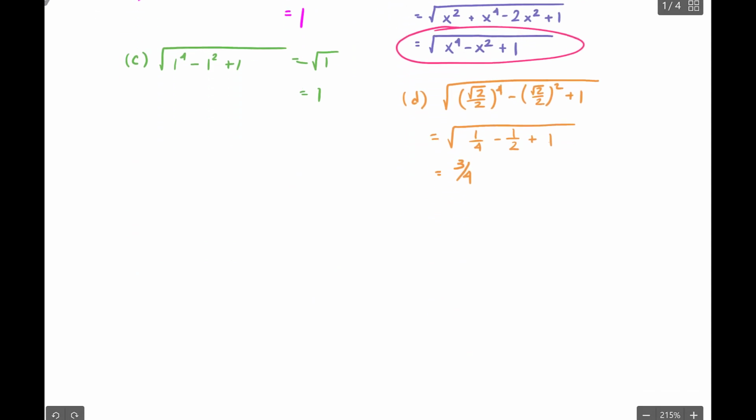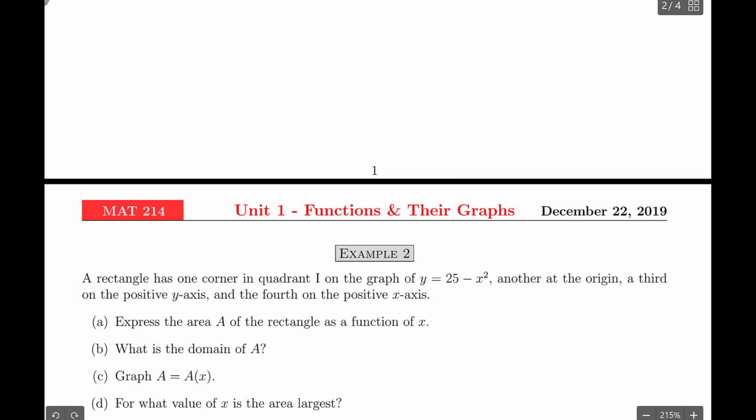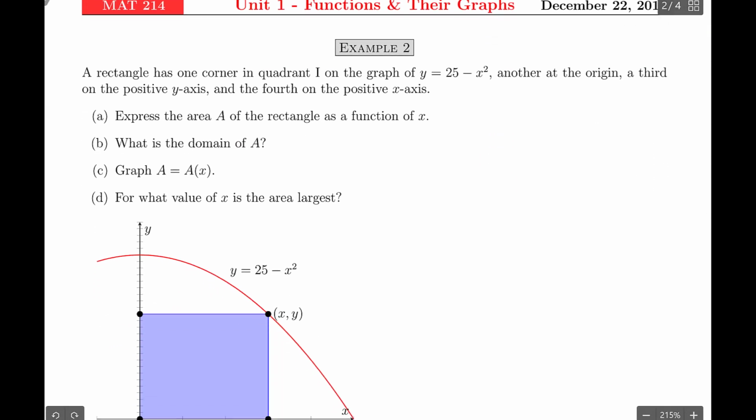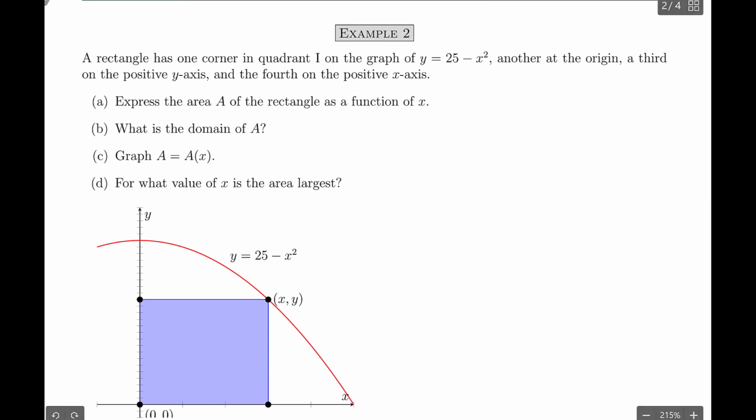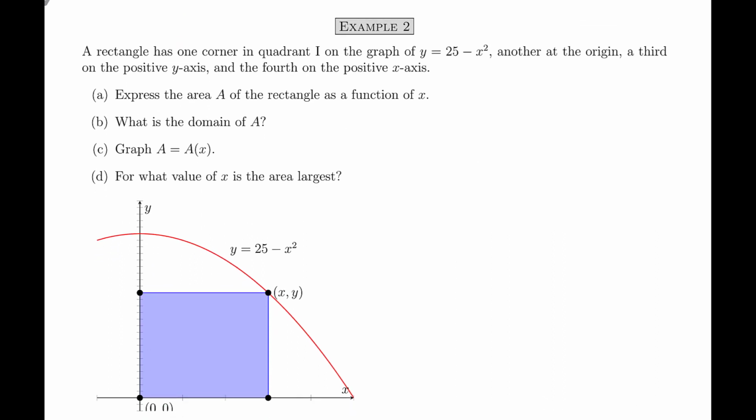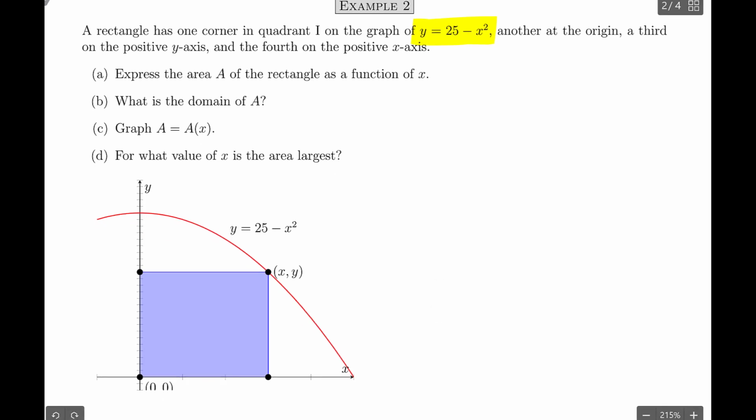When we scroll on down here, we get another example, example 2. We're given this unusual configuration where we want to consider an equation, y equals 25 minus x squared. We've drawn this rectangle inside of that where one of the corners is at the origin.